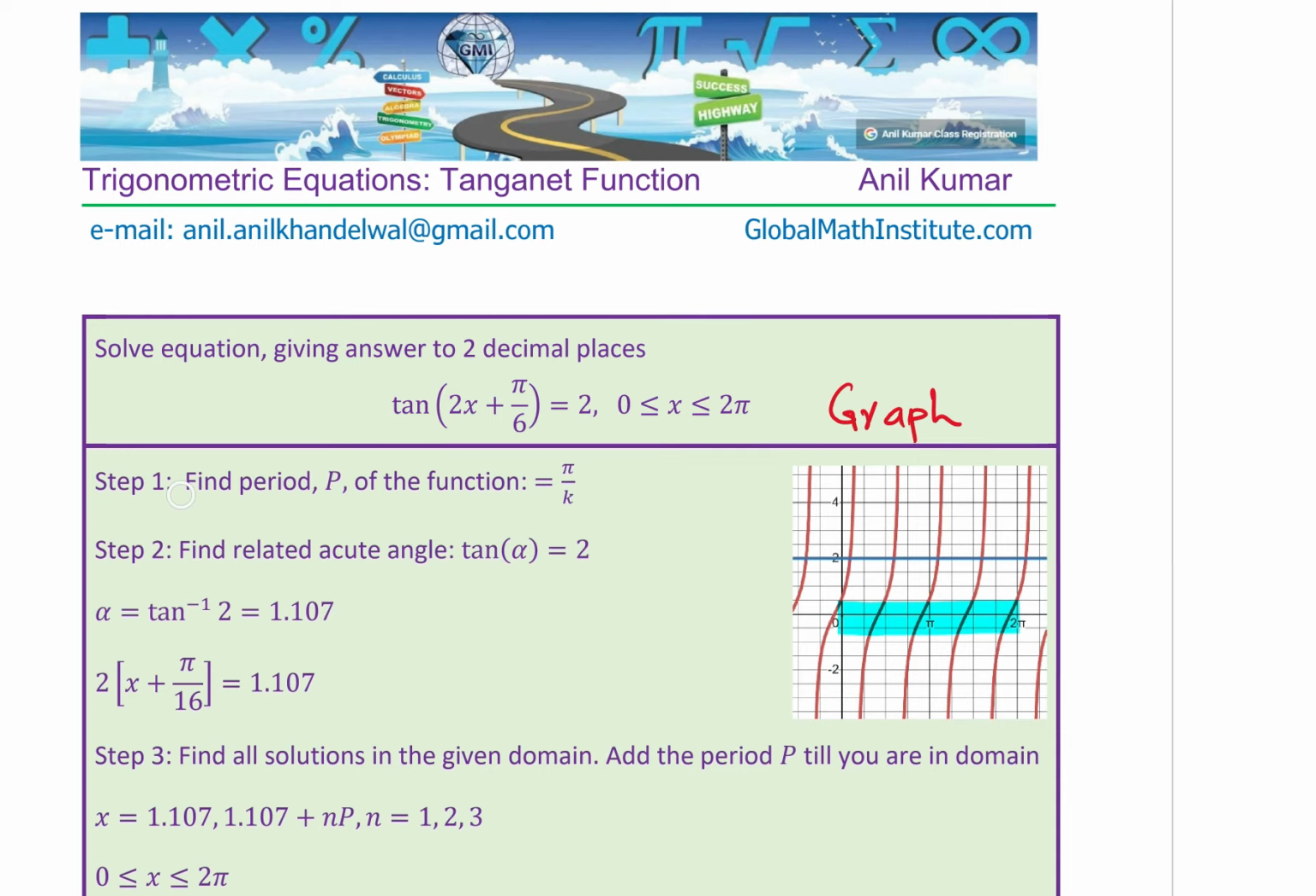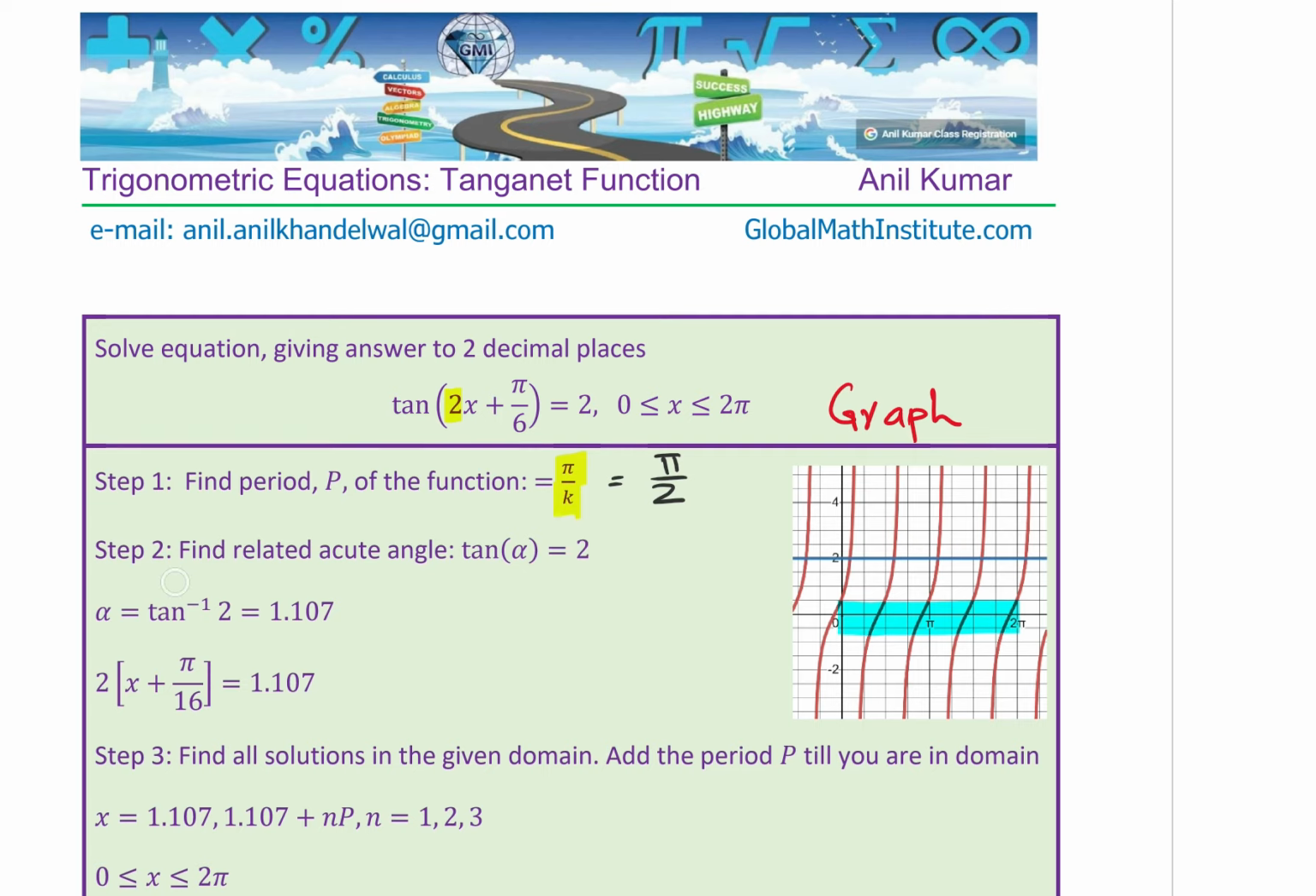Now, step 1, as I said, is to find the period of the function, which is equal to pi divided by the k value, which is 2. So when you divide pi by 2, you get the period, which is equal to pi/2. Is that clear to you? So we have pi/2 as the period.